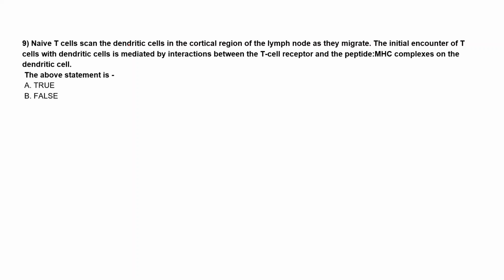So moving to the next question. Naive T cells scan the dendritic cells in the cortical region of the lymph node as they migrate. Right, they will scan the dendritic cells in the cortical region. The initial encounter with the dendritic cells is mediated by interaction between the TCR and the peptide MHC complexes on the dendritic cells. The above statement is true or false. Option A is true and option B is false.